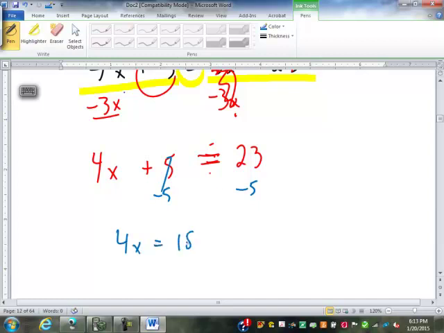4x equals 18, and then divide by 4. X equals 4.5, or 4 and a half.